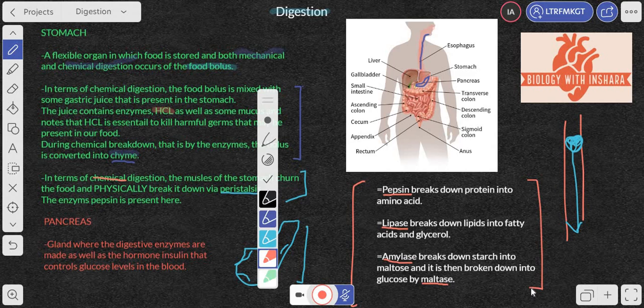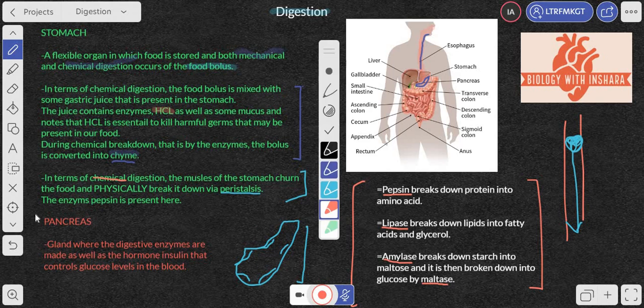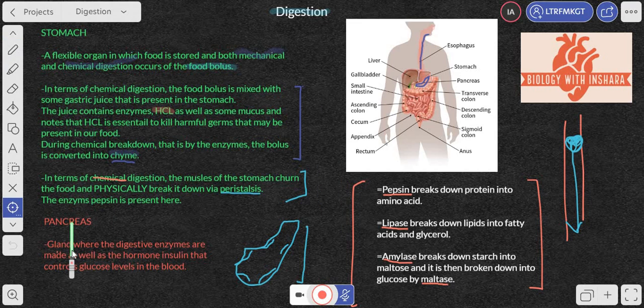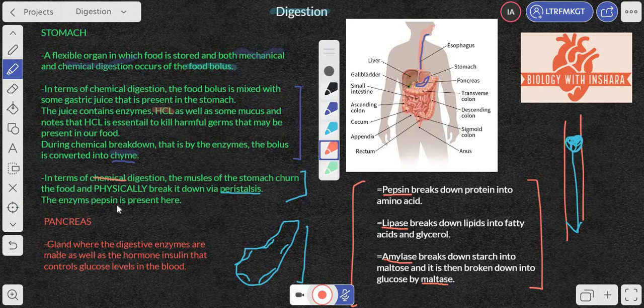For your extra knowledge, you may research more, as there are many more enzymes present in your body, like trypsin, but then again, that's extra. Okay, so continuing, let's talk about another organ associated with the digestive system. Not directly, but it does play a role in the digestive system: the pancreas. We're studying the pancreas, which is very important, and it plays a huge role. It is the gland where the digestive enzymes are made.